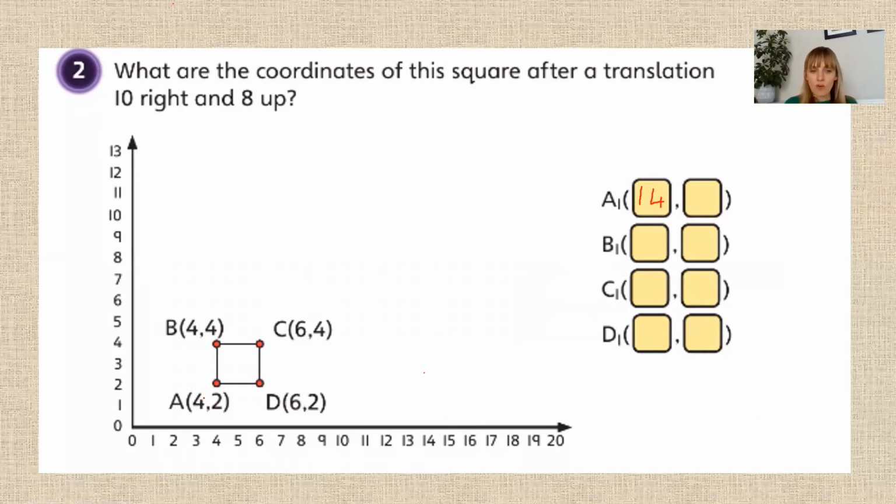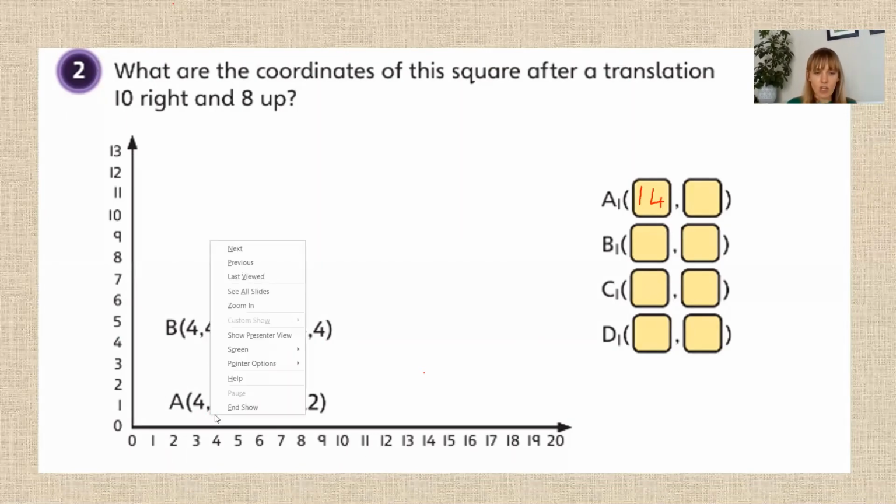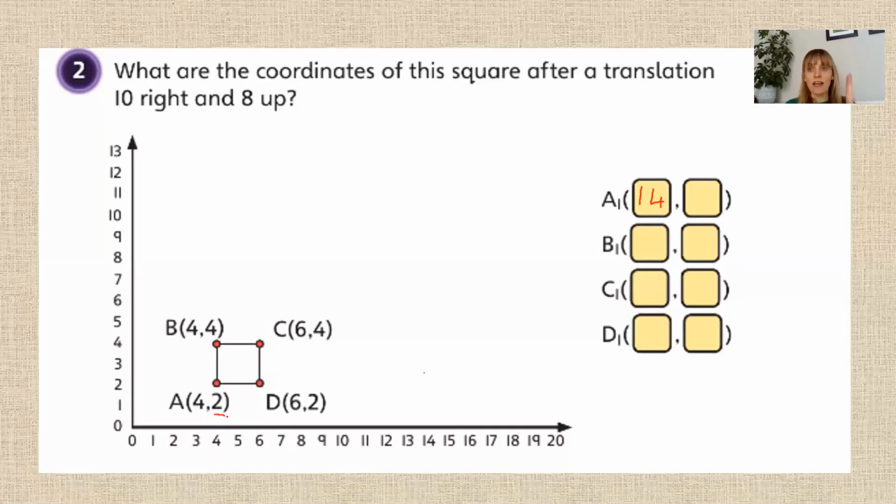So A across has gone to 14, and then it's going 8 up. Now, at the moment, the second coordinate here, look, is 2. Oopsie. This is 2. Can you see? Now, if it's going up, obviously our value's got to get higher. So I think we've got to add 8 to our 2. So our final 8 add 2 is going to be 10. So A is going to go to 14, 10, which is about here, isn't it?